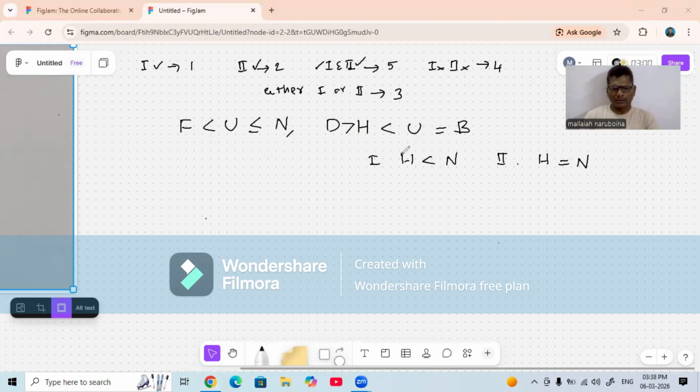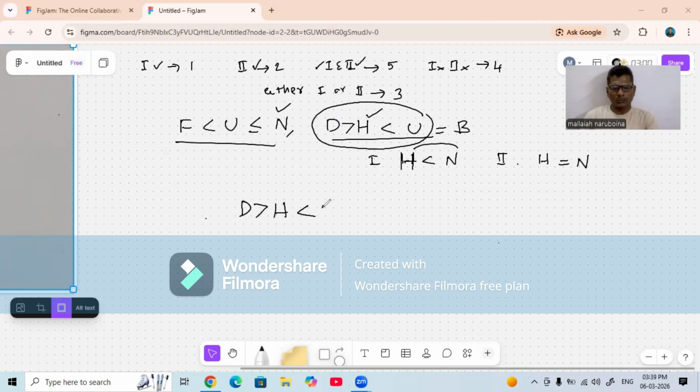So here we need the relation between H and N. Where is H? Here is H, here is N. So this is the first statement, this is the second statement, right? What is the common letter? Common letter is U. So using the U junction, we have to make a relation between H and N. So here is H. I am writing up to this part: D > H < U, right? Then after U, I want N only, right? So U ≤ N, this part I am adding to this.